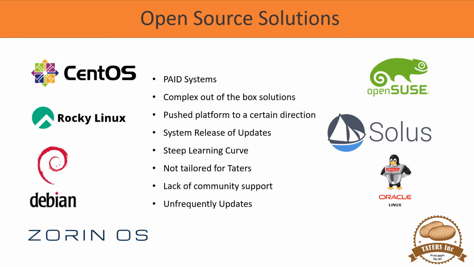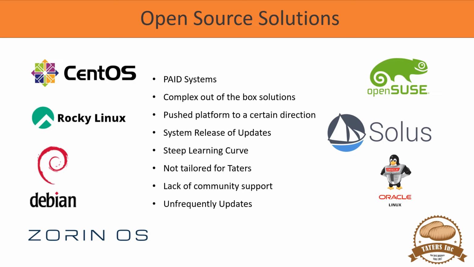Zorin OS works on the same system as Debian, etc. However, it's paid for. It was a very stripped down version of everything, and this is something that the DHS and the federal government use for their critical systems, but maybe not so for their workstation systems. We also looked at other operating systems, like OpenSUSE and Solus, which had a steep learning curve for our employees, something that we're not really looking for right now.